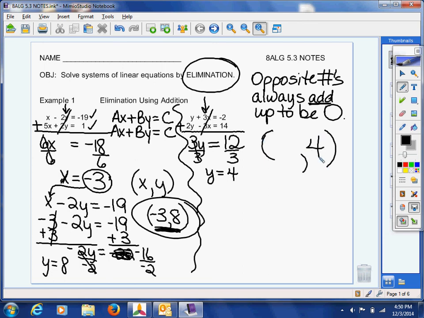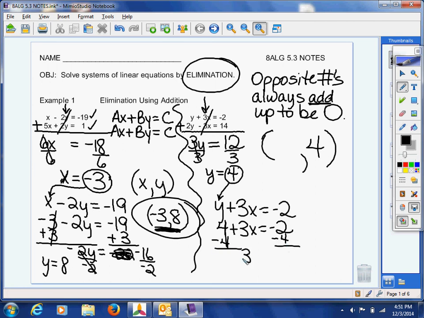Okay? So we're looking for that point of intersection, so that's the y. The 4 is going to go in the y position. Now we need to go back and find the x. So pick one of the two original problems. I like the top one, y plus 3x equals negative 2. I'm going to take that 4 and plug it in for y. 4 plus 3x is equal to negative 2. It's a two-step equation. Take away 4. Now we have 3x equals negative 6, and then divide each side by 3. And you're going to get x equals negative 2.